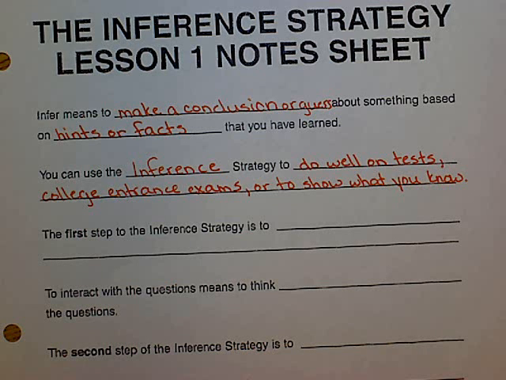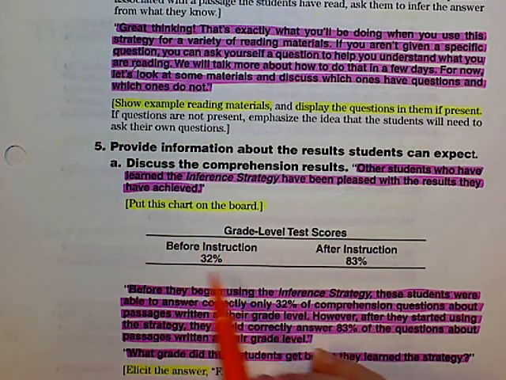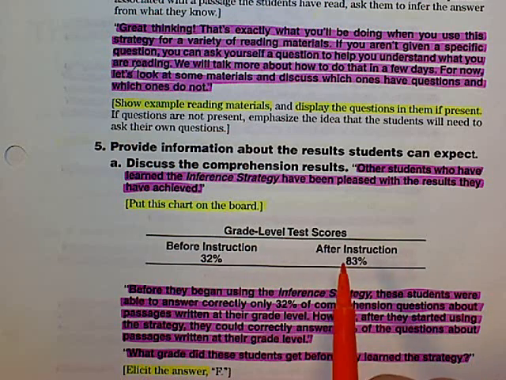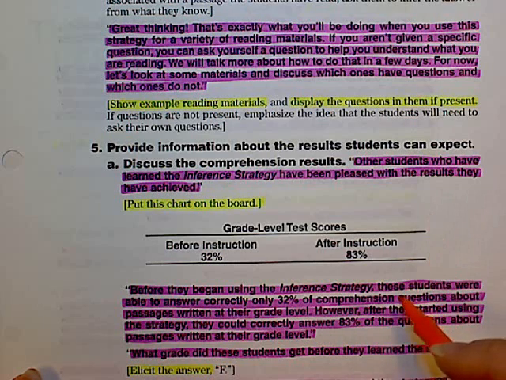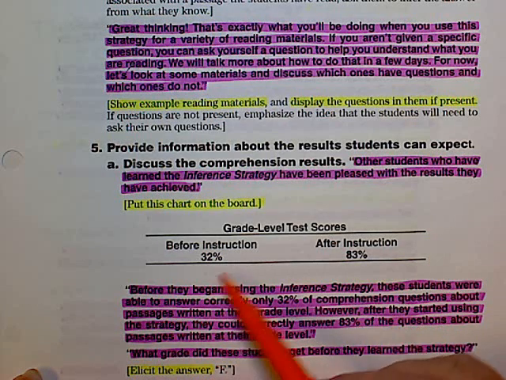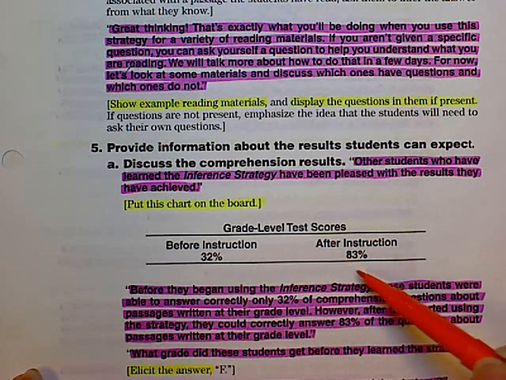So let's take a look at just some information in general. Other students who have learned the inference strategy have been pleased with the results that they've achieved. Let's take a look at these numbers right here. We're looking at before instruction and after instruction based on the inference strategy. Before they began using the inference strategy, these students were able to answer only 32% of comprehension questions about a passage written at their grade level. However, after they started using the strategy, they could correctly answer 83% of the questions about that grade level.